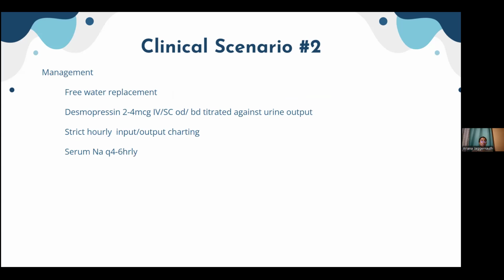So how do we manage these patients? Well, we manage via replacing the free water deficit, which we calculate via either the formula that I previously discussed or using the calculators that are readily available online. One can consider the administration of desmopressin at 2 to 4 micrograms IV or subcut OD or BD, again titrated against urine output, with strict hourly input-output charting and monitoring of sodium levels every 4 to 6 hours.